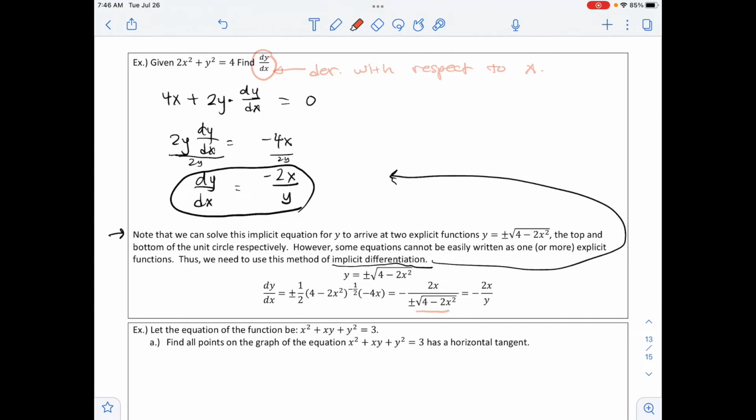And then you can see that this plus or minus the square root of 4 minus 2x squared is equal to what we have for y. And we arrive at this as our derivative, which matches what we had up above. So two different ways to actually find the derivative dy dx for this problem. One's using implicit differentiation, and one is just using our regular taking a derivative as we've done before.